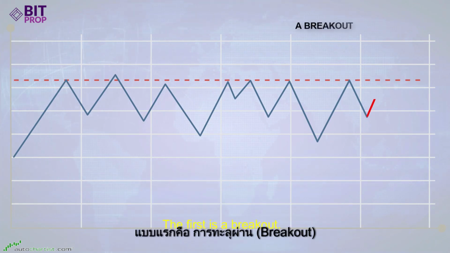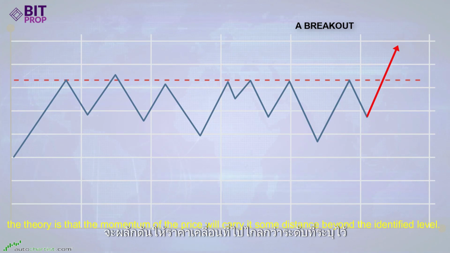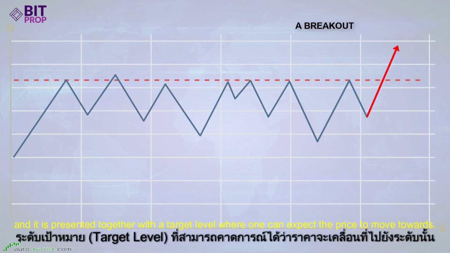The first is a breakout. When a key level is breached, the theory is that the momentum of the price will carry it some distance beyond the identified level. A breakout is identified when there is a definitive breach of the key level, and it is presented together with a target level, where one can expect the price to move towards.